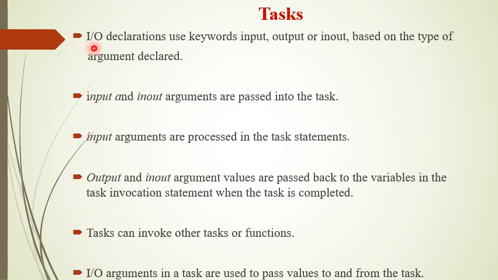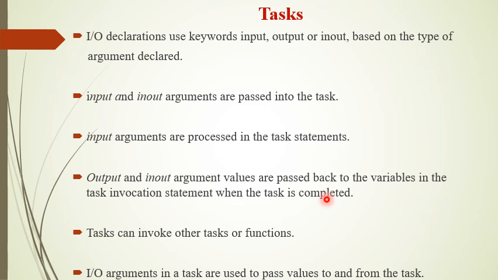More about tasks. IO declarations use the keywords input, output or inout based on the type of argument declared. So based on what type of arguments we want to pass in and out of the task, they have to be declared inside the task using these keywords. Input and inout arguments are passed into the task. Input arguments are processed in the task statements, and output and inout argument values are passed back to the variables in the task invocation statement when the task is completed. So we declare so many input and output arguments inside the task definition declaration.